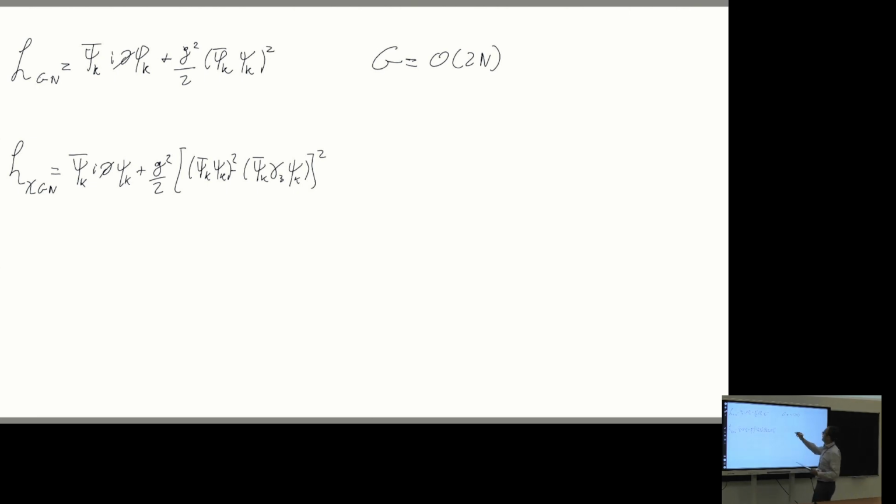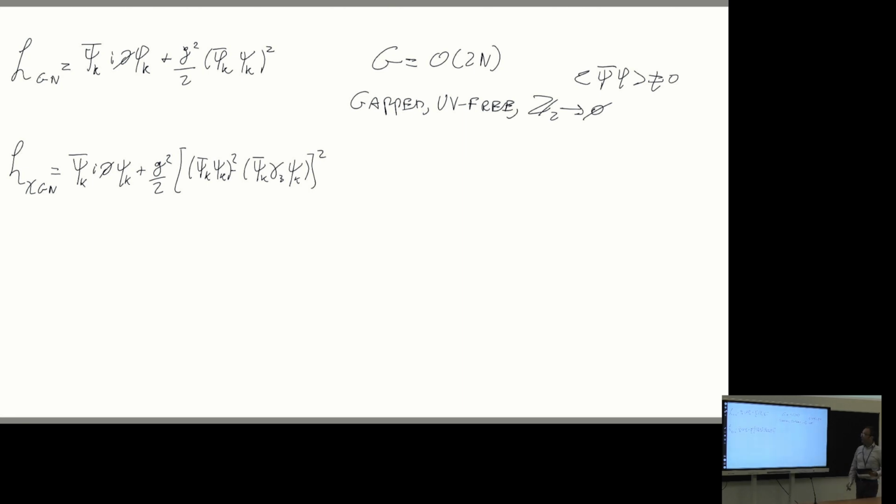This model is gapped like QCD. It's UV free. It also has a chiral symmetry breaking in which some Z2 symmetry is broken to nothing because of the condensate: psi bar psi gets a vacuum expectation value. This is complicated even in 2 dimensions, so I'm not going to talk about this model.